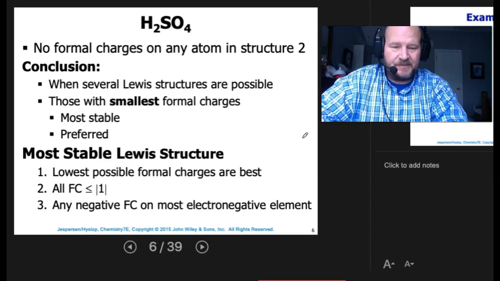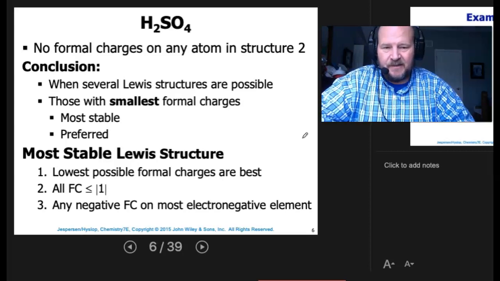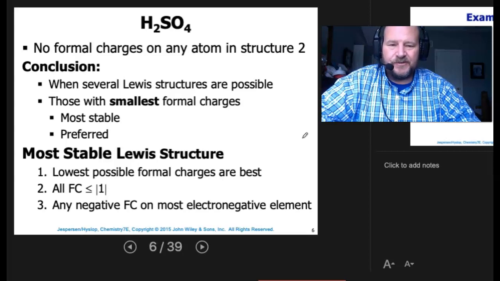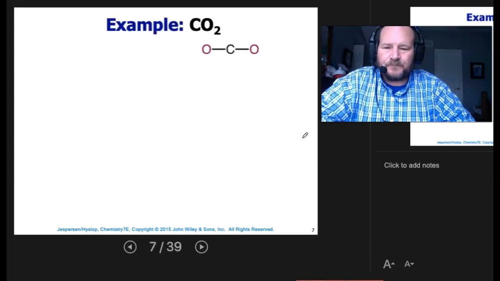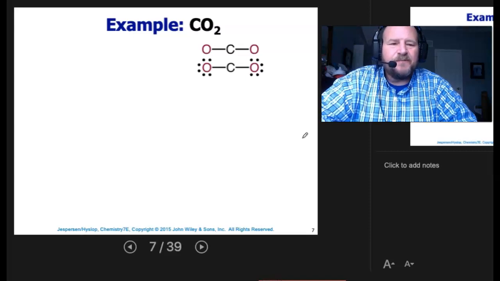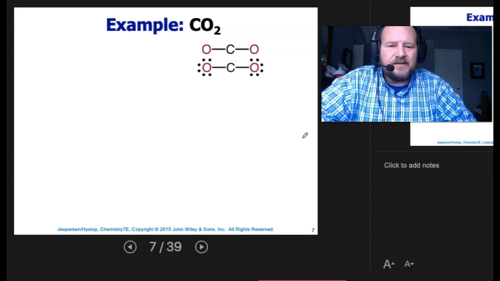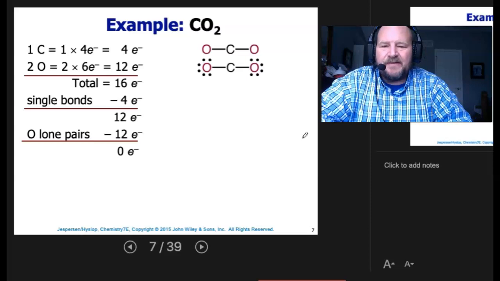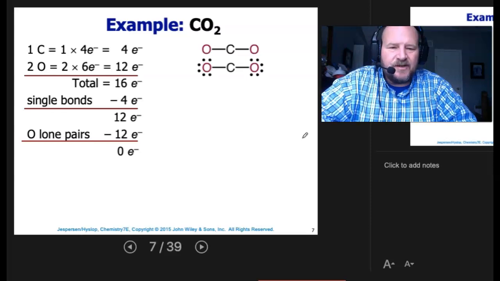Now, hopefully that makes sense. We know the electrons are going to spend more time there, and so we're going to give it the formal charge of the negative. Now for CO2, if we draw out CO2, we throw in the electrons as such. We can do the math here, and it's going to end up with 0 electrons.